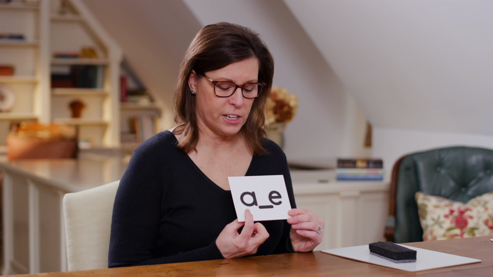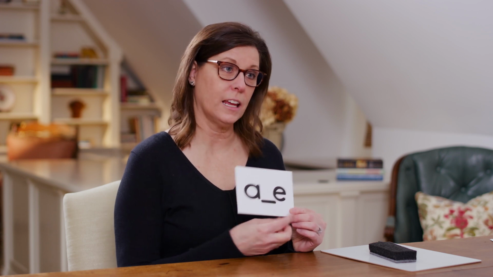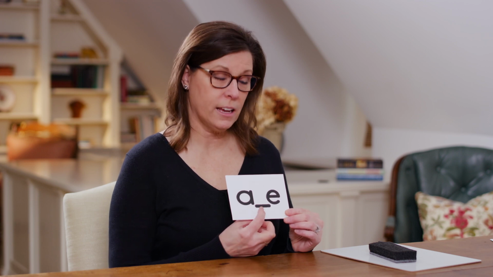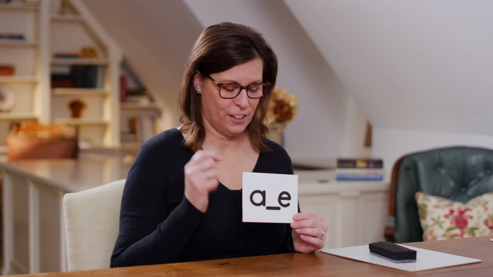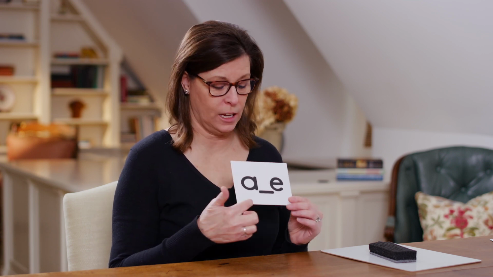The name of this card is A consonant E. What is it? A consonant E. Good. And A consonant E says A. What does it say? A. Good job. We're going to skywrite that 3 times as we say A consonant E, and make sure you draw that line when you do it. Okay. A consonant E says A. A consonant E says A. A consonant E says A.